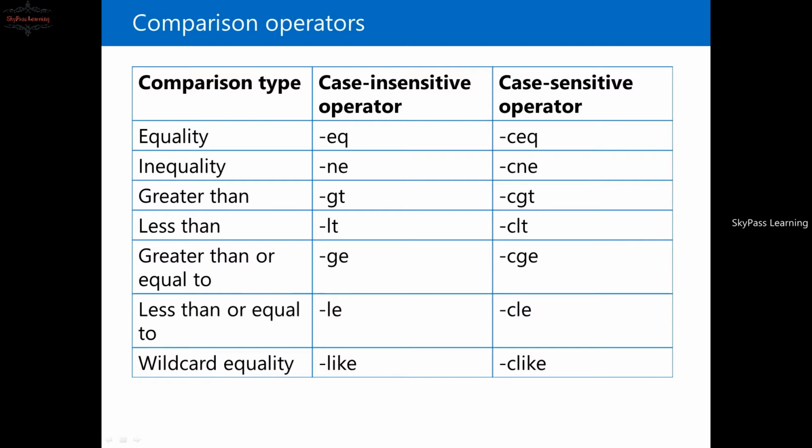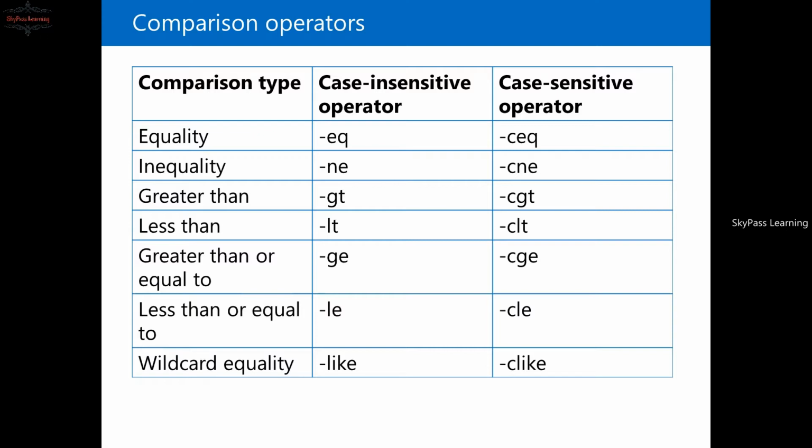First is the comparison operators. What exactly are comparison operators? Comparison operators always compare the values and then give a true or false result. If it matches the condition, it will return a true boolean value. If it doesn't match, then it will show a false value.